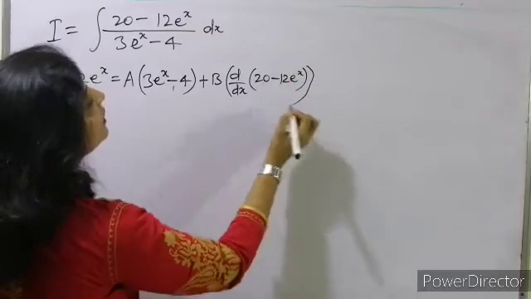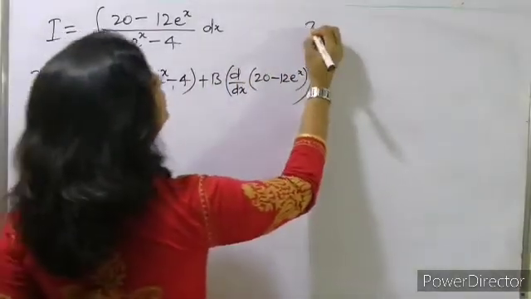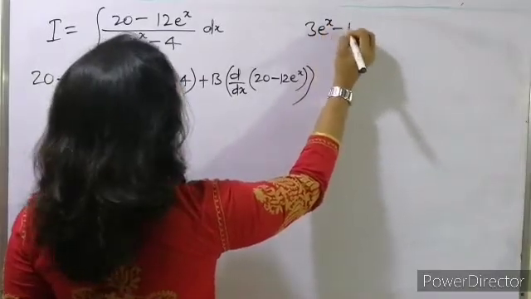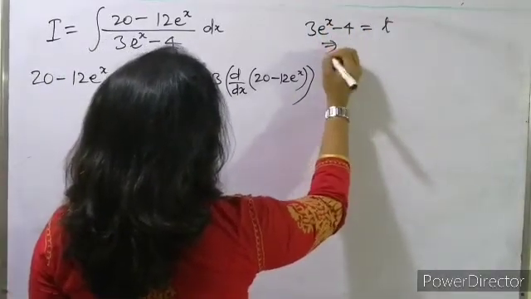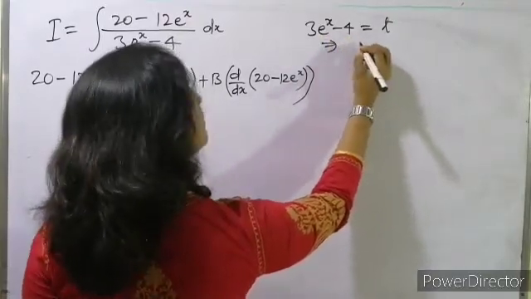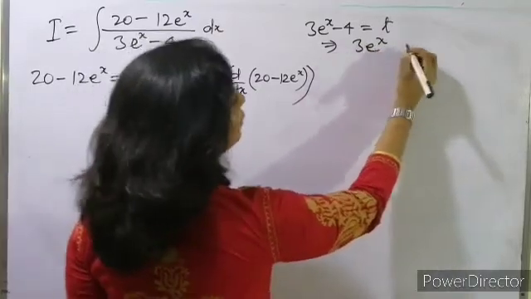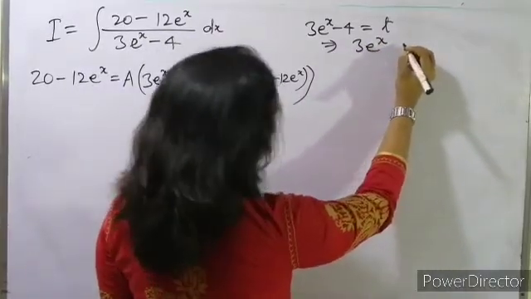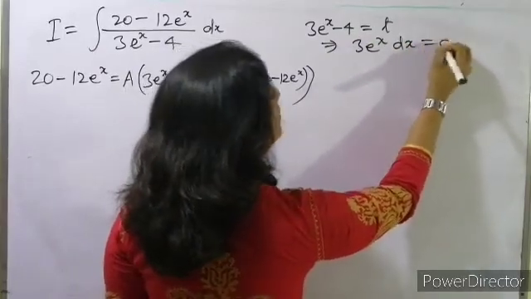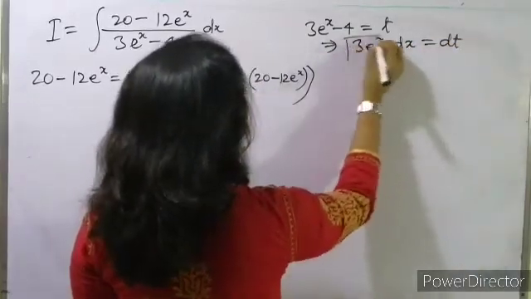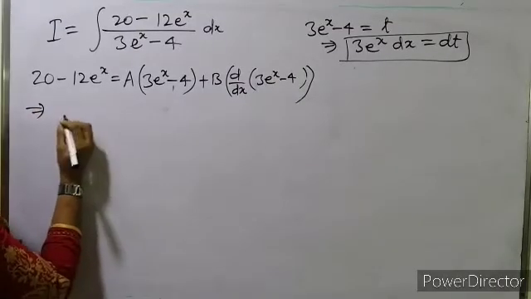Okay, we'll take this. Now one more thing, when we take this 3 e to the power x minus 4 equal to t, when we differentiate this one, what value will we get? 3 e to the power x, because 4 is a constant, the derivative of 4 will be 0, so dx will be equal to dt. Okay, this will be the value. We have to find out the values of a and b.